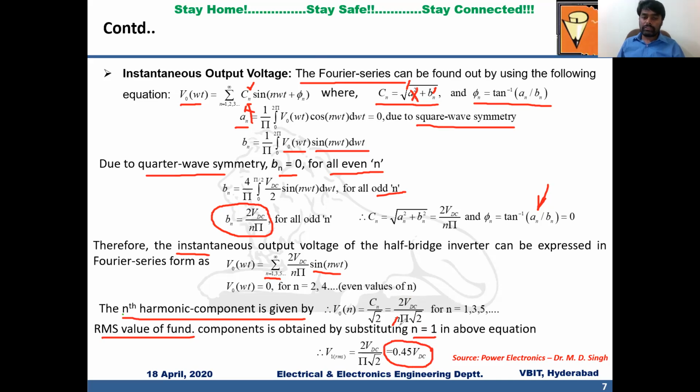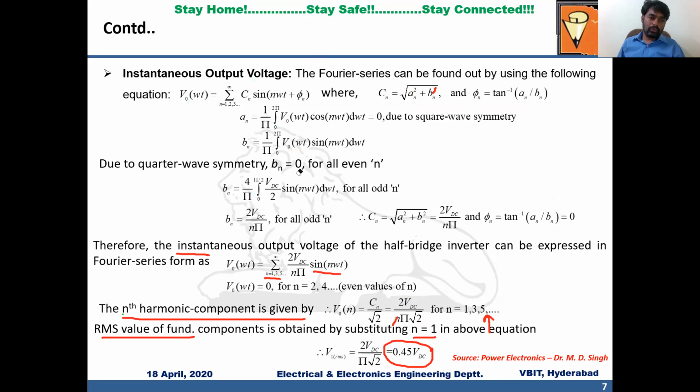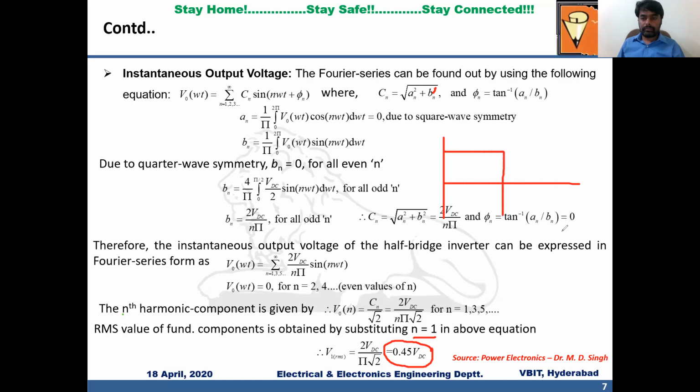If I substitute n equal 3 here, it will be the third harmonic component. If I substitute n equal 5, it will be the fifth harmonic component. Like that, you can calculate any harmonic content in the output voltage waveform, because the output voltage waveform is not a pure sinusoidal waveform. It is something like this, which consists of all odd harmonics.